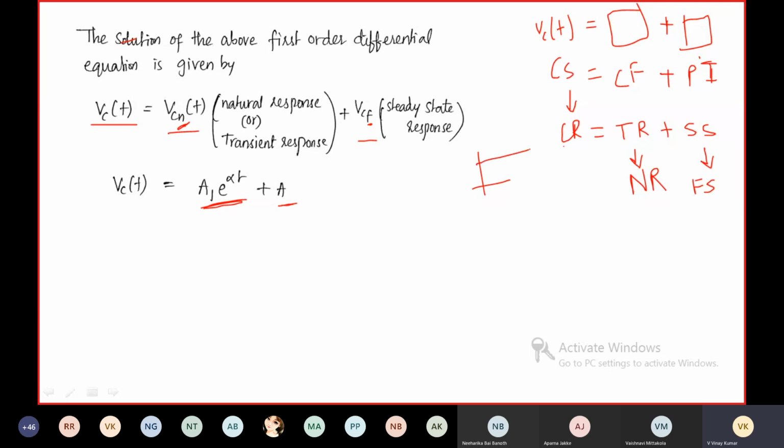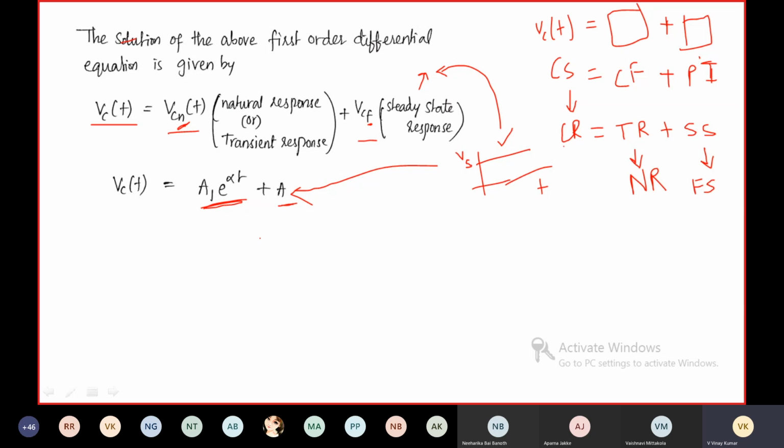the input which is applied across the RL circuit is constant. Okay, this is the input which is applied across the circuit. DC voltage, right, which is constant throughout the time. So the forced response is always the type of the input which is applied across the circuit. So the input voltage is always constant. If the input voltage is constant, it means the forced response would be constant only. So Vc of t is equal to a1 e power alpha t plus k.